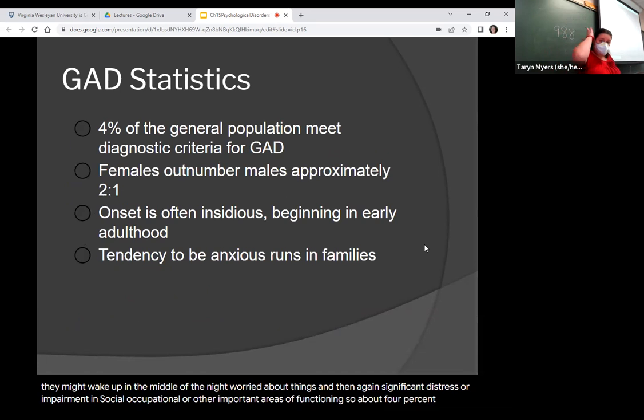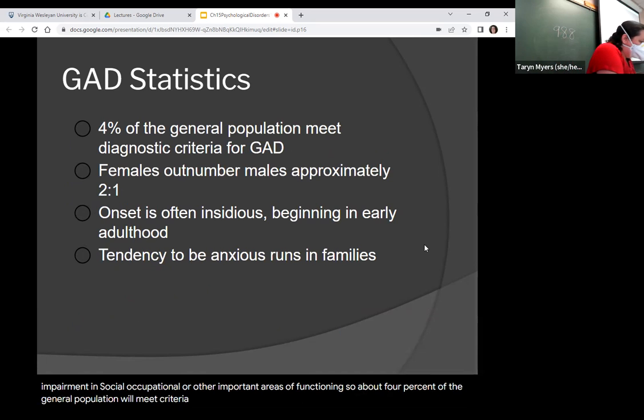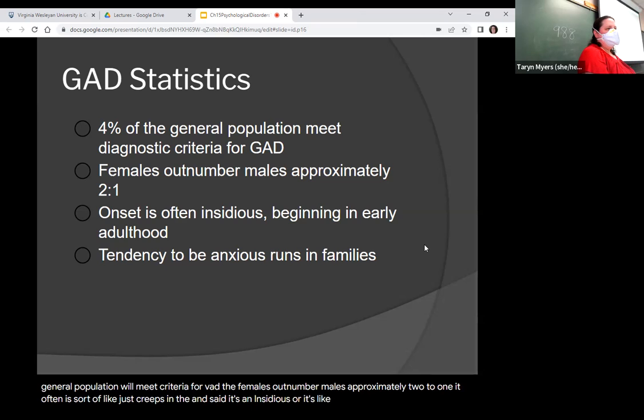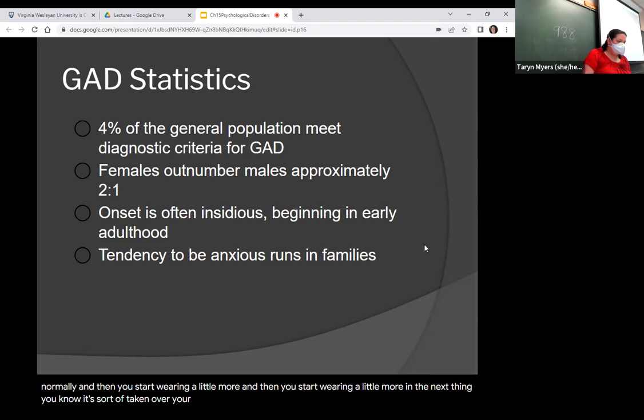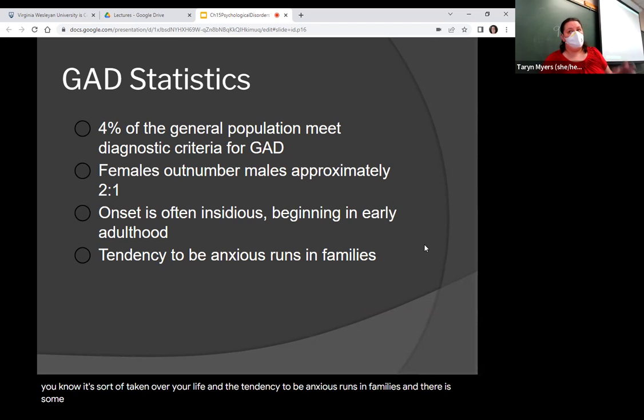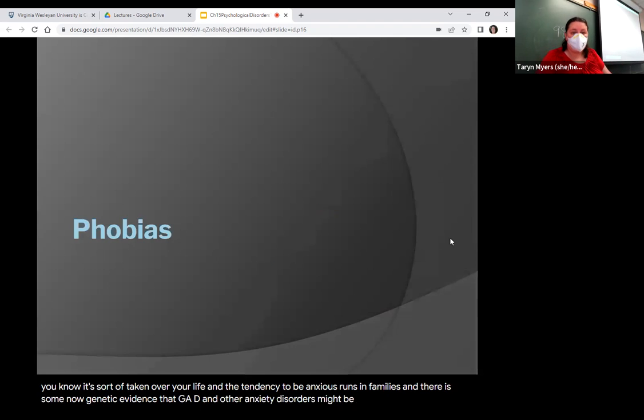So about 4% of the general population will meet criteria for GAD. Females outnumber males approximately 2 to 1. It often just creeps in. The onset is insidious, or it's like you might be worrying sort of normally, and then you start worrying a little more, and a little more, and the next thing you know, it's taken over your life. And the tendency to be anxious runs in families, and there is now some genetic evidence that GAD and other anxiety disorders might be genetic.